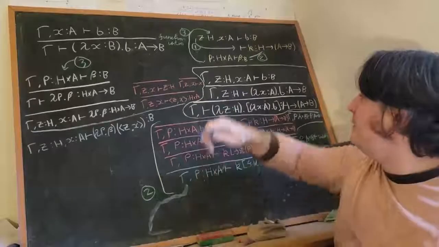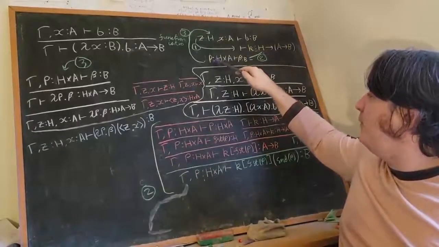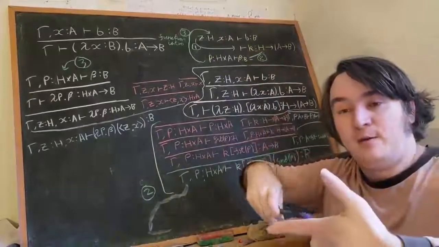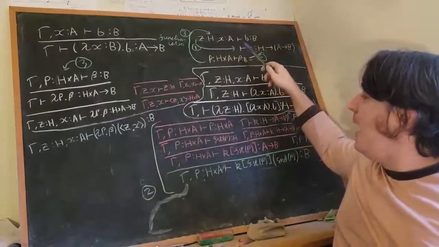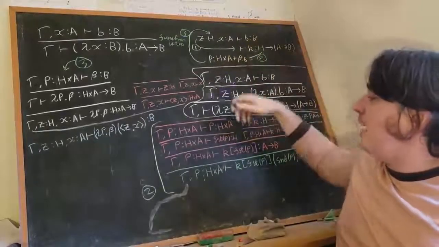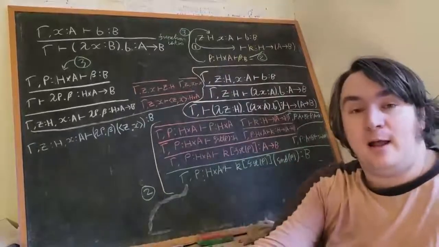Okay, and then the third way of saying it is that we have a function which takes in a pair of a value of H and a value of A and returns a value of B. And these are all interchangeable. Now, the rest of this board is sort of trying to prove that.